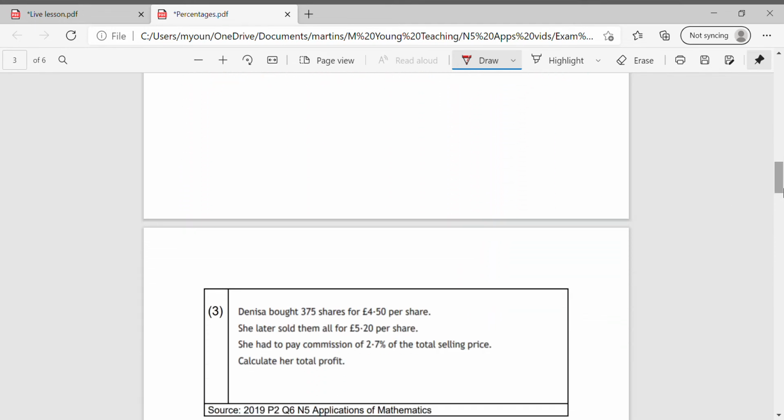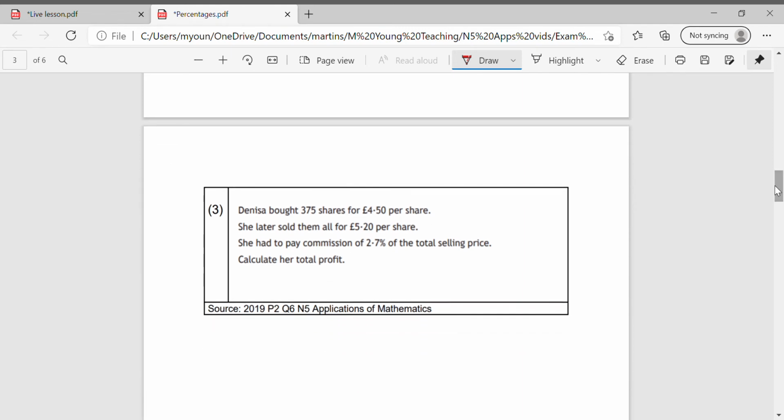Okay, question number 3. Denisa bought 375 shares for £4.50 per share. She later sold them all for £5.20 per share, but she had to pay commission of 2.7%. Commission is money that gets taken off you. Alright. Calculate her total profit. So a couple of things we need to do here.